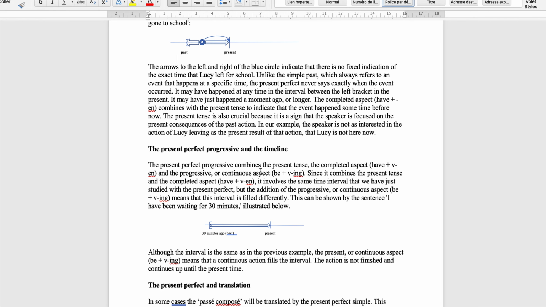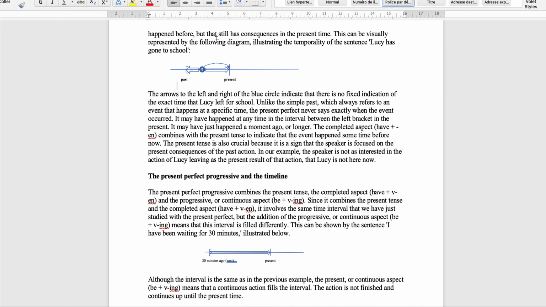And then we can compare that with the present perfect progressive. Notice we have the same interval. We have the past up until the present. Here we have the past up until the present. So it's really important, and that's because of the similarity with that have plus verb en. It's the have plus verb en in both the present perfect and the present perfect progressive that makes us have that same interval.